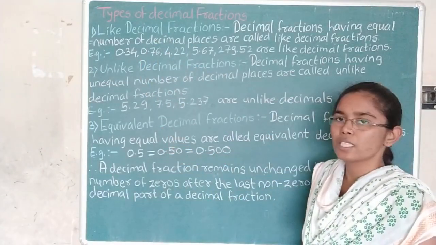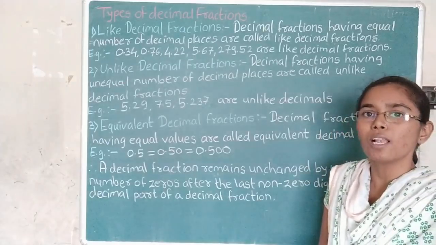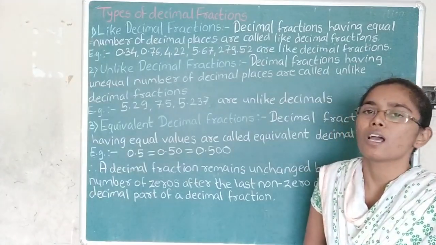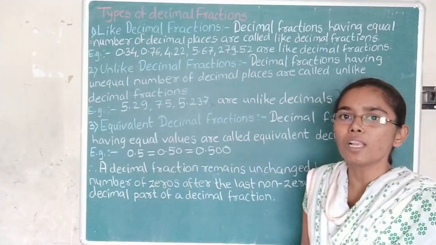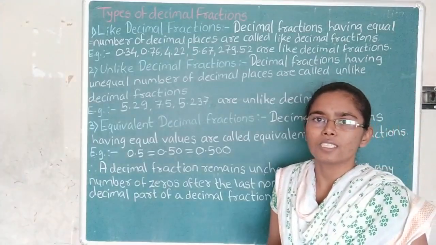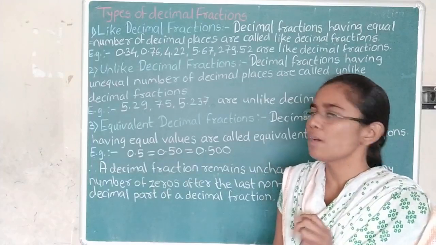Now firstly, like decimal fractions. So the decimal fractions having an equal number of decimal places are called like decimal fractions. Now what are decimal places? Decimal places is nothing but the number of digits after the decimal point.